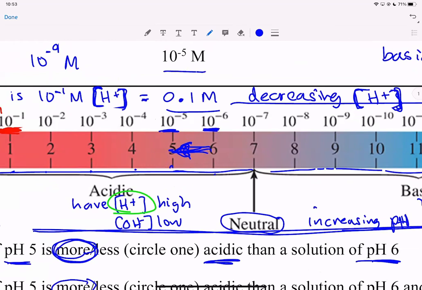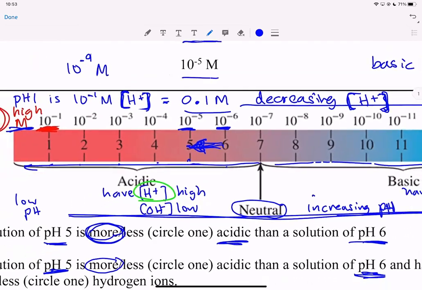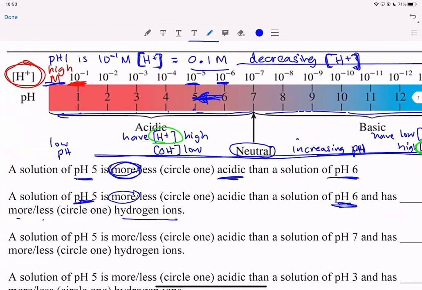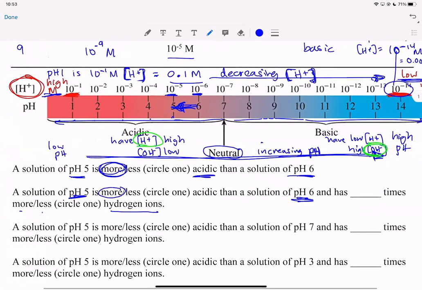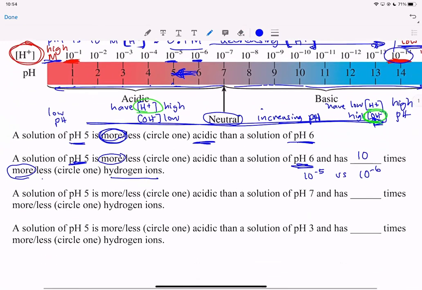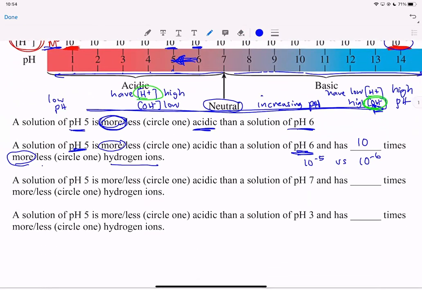So remember what those negative exponent powers of 10 mean. It's how many places in front of the ones place, how many zeros. And so that means 10 to the minus 5 compared to 10 to the minus 6, that pH 5 has more hydrogen ions. Okay, and this has 10 times more. The difference of 10 to the minus 5 versus 10 to the minus 6 is a power of 10. Okay, so there's 10 times more in 10 to the minus 5 compared to 10 to the minus 6.